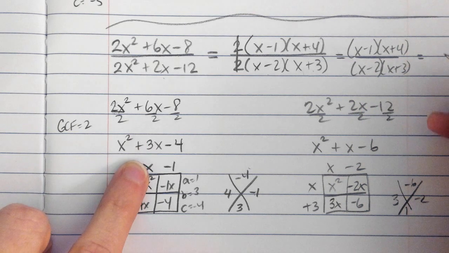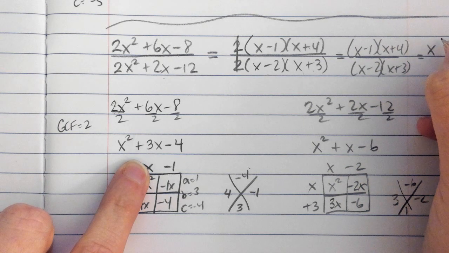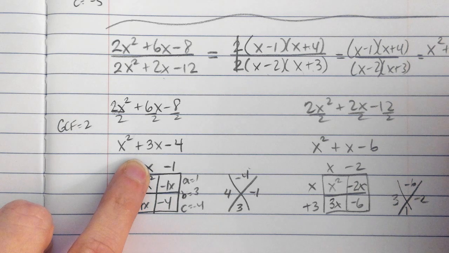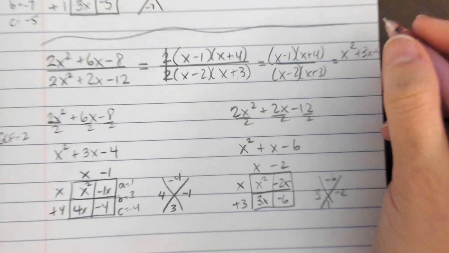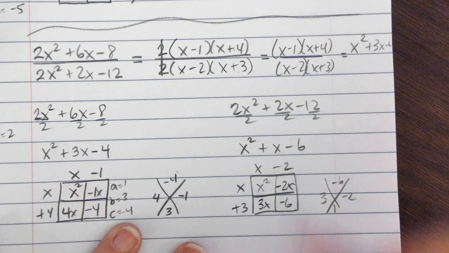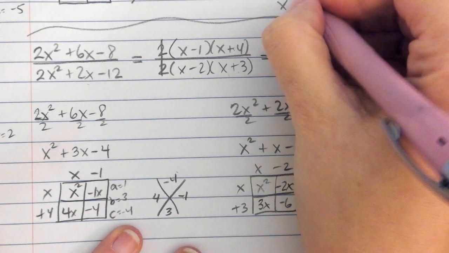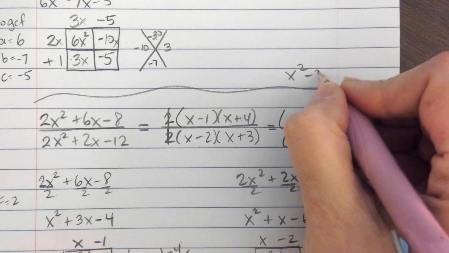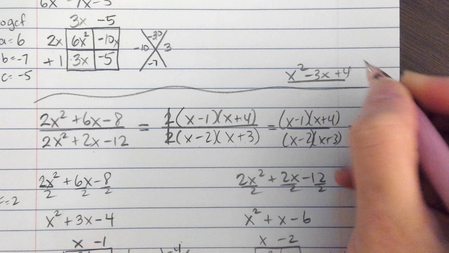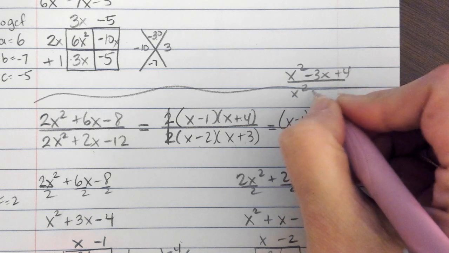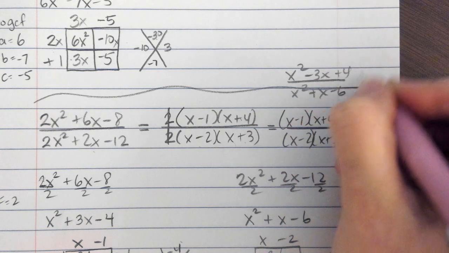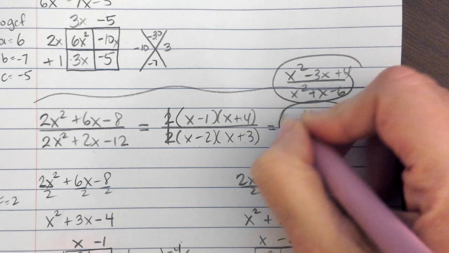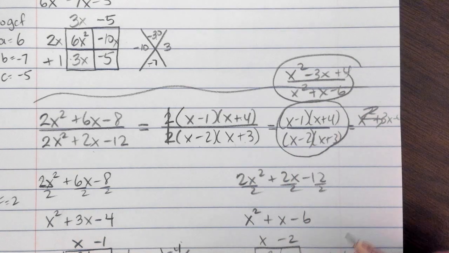Or I could rewrite it. I could multiply those out and get x squared plus 3x minus 4. Oh my gosh, seriously, that just happened. Okay, hold on, let's scooch this a little bit. Or I could get x squared minus 3x plus 4 over x squared plus x minus 6. These are both the same answer. It just depends on what they look like.